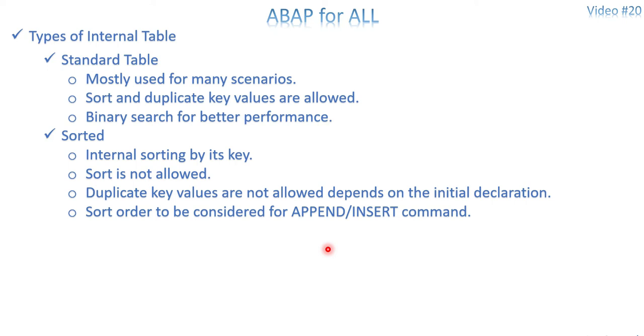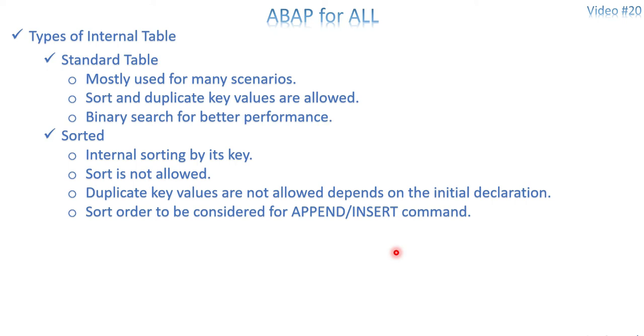So you are able to add the duplicate value, but once the system recognizes the sorted table has a unique key, then it goes to dump. I will show you the dump as well. And sort order also has to be considered for append and insert. Another way, you should not try to change the sorted order.